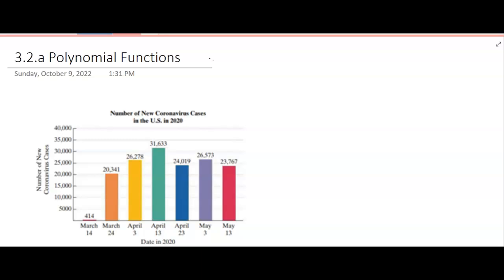So in 3.2, we're going to talk about polynomial functions. And they give an example here. They give us a chart with some data on it. This has to do with the coronavirus cases. So you've got the number of cases here, and then you've got the months down here, and it's in 2020.